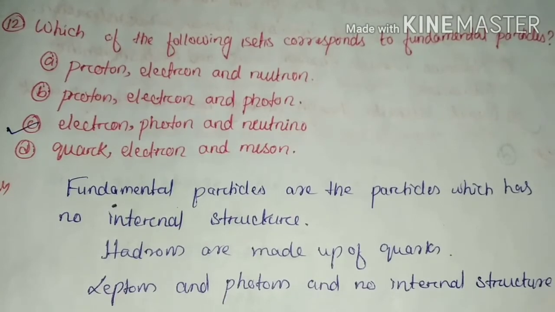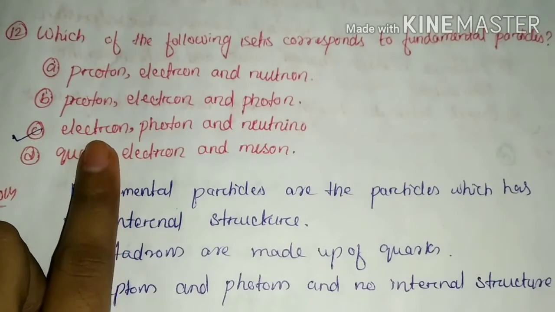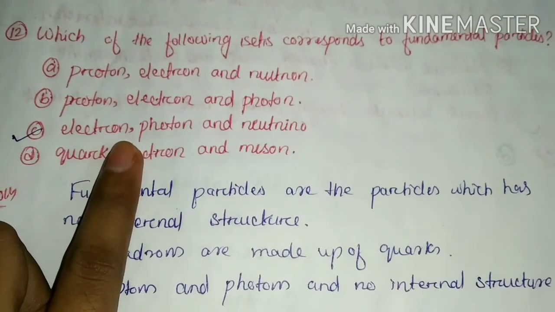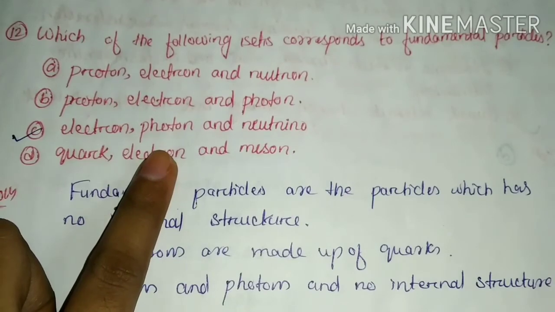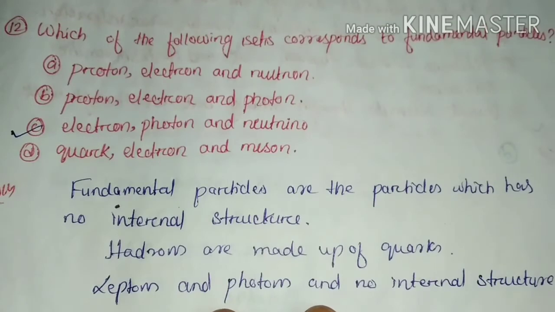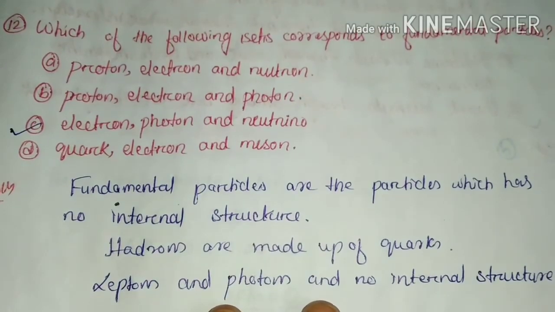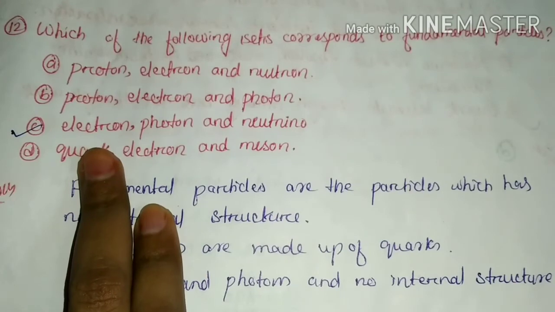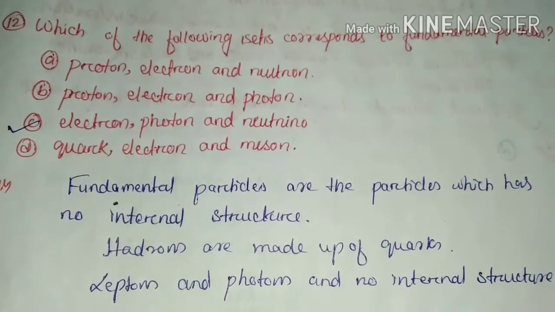Hadrons have internal structure because they are made up of what? Quarks. Leptons and photons have no internal structure. Hadrons are made up of quarks, and leptons and photons are not made up of quarks. So here, the third option is the correct option: electron, photon and neutrino. Why? Electron, positron, muons and neutrinos are examples of what? Leptons. And we have seen that leptons have no internal structure. So electron and neutrino come in the category of leptons.